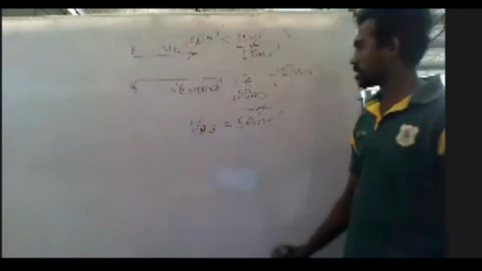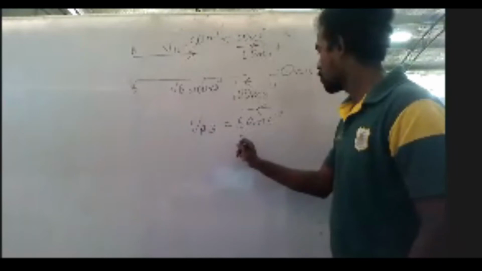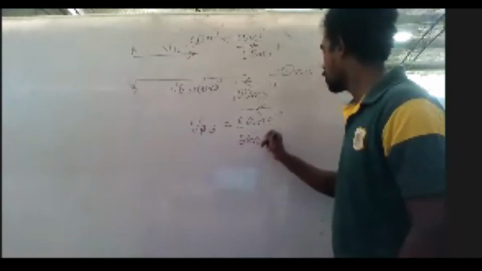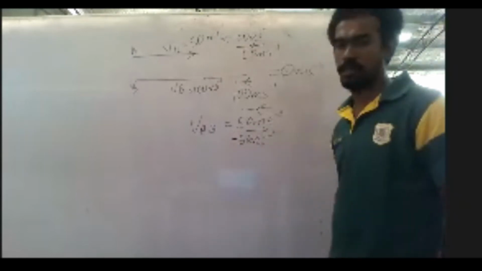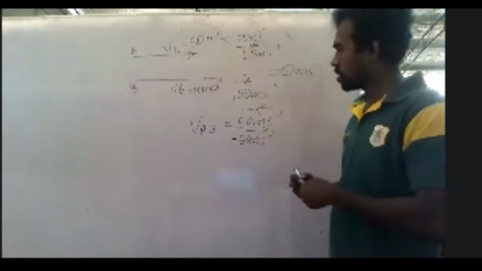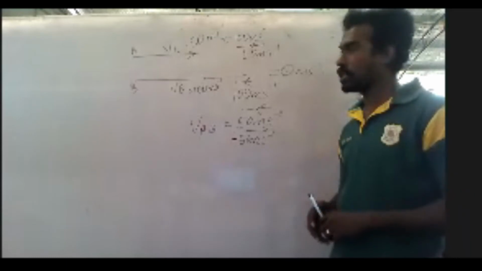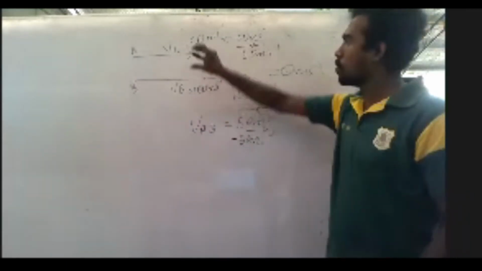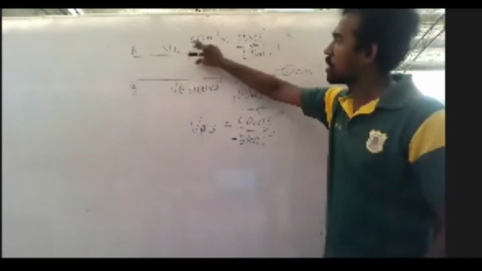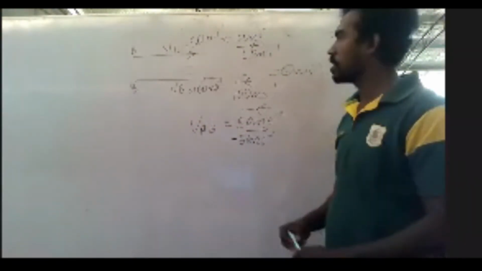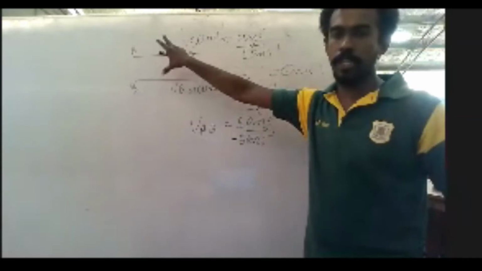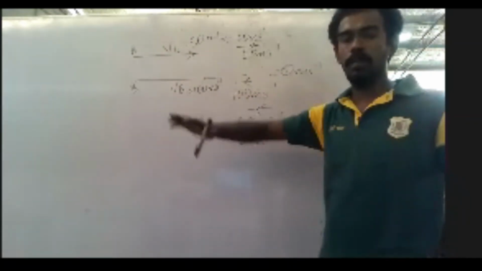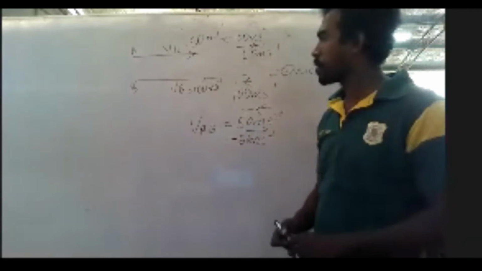Or else I can say 50 meter per second this way, but with the sign minus, right? This is how we find the relative velocity of two bodies moving parallelly, right? Parallel means these two will never meet at any point. Those two will go parallel to each other, right?